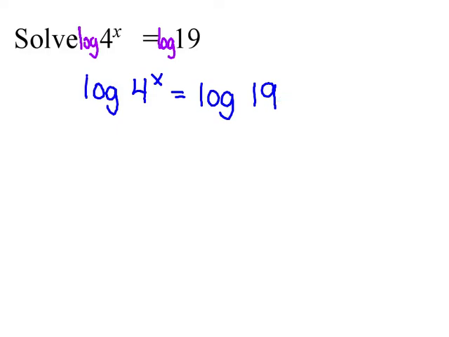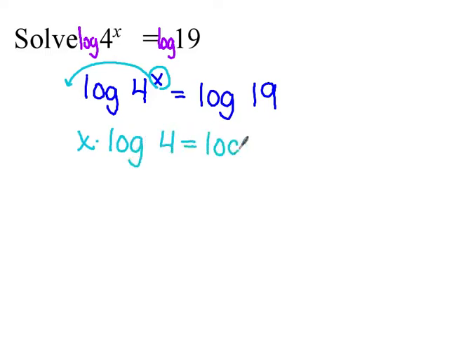Now we've got a problem with that power, right? But the beauty of this problem is that with logarithms, anything that's an exponent like I have here, I can take that exponent and move it around front. So that's what I'm going to do. And so really that means that I've got x times log 4 equals log 19. So can somebody tell me how I would solve that then for x? Divide by log 4. Very good.